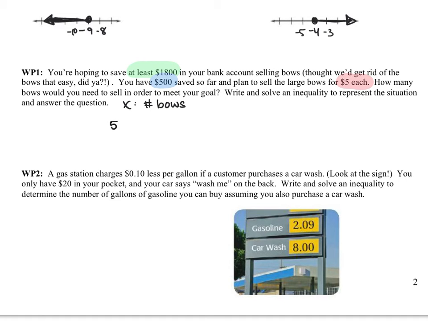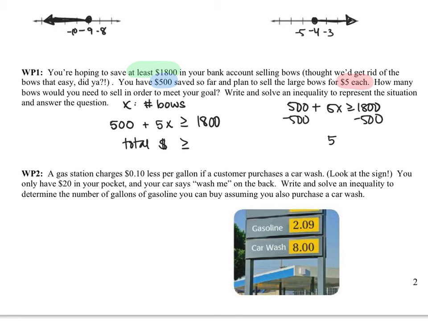I know that I already have $500 in my bank account. In addition to that, I'm going to make $5 per bow. These two amounts added together would give me my total amount of money. And since I'm trying to make at least $1,800, I want that amount to be greater than or equal to $1,800. Now I can solve this inequality. The first thing I would do is subtract 500 from both sides, since I'm going to use reverse PEMDAS. This would give me that 5x needs to be greater than or equal to $1,300.